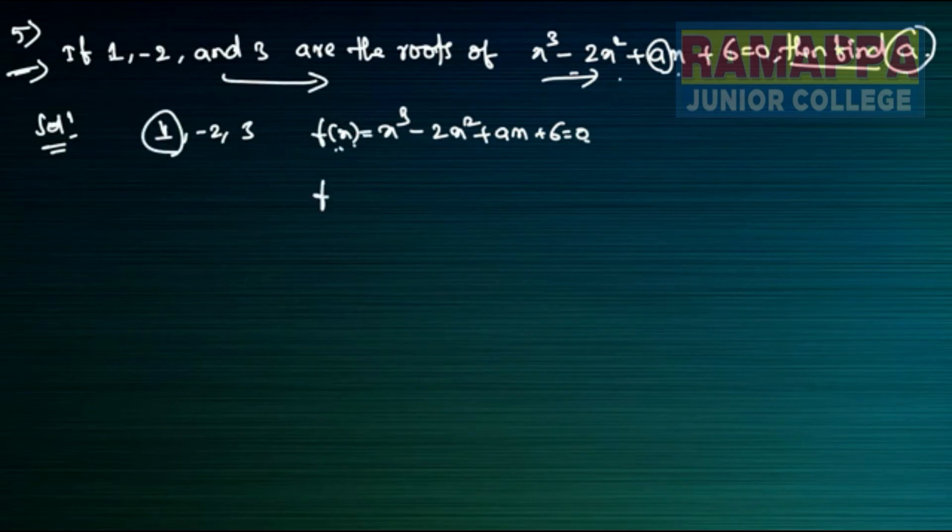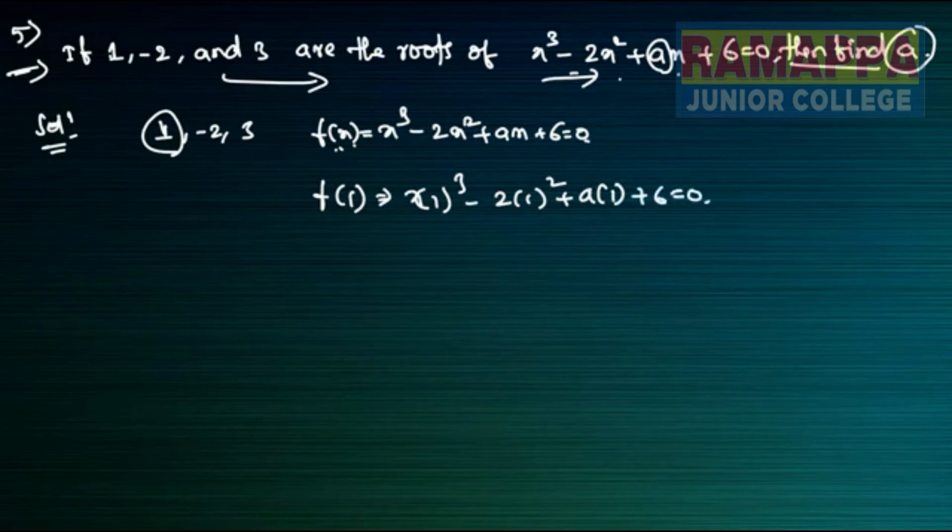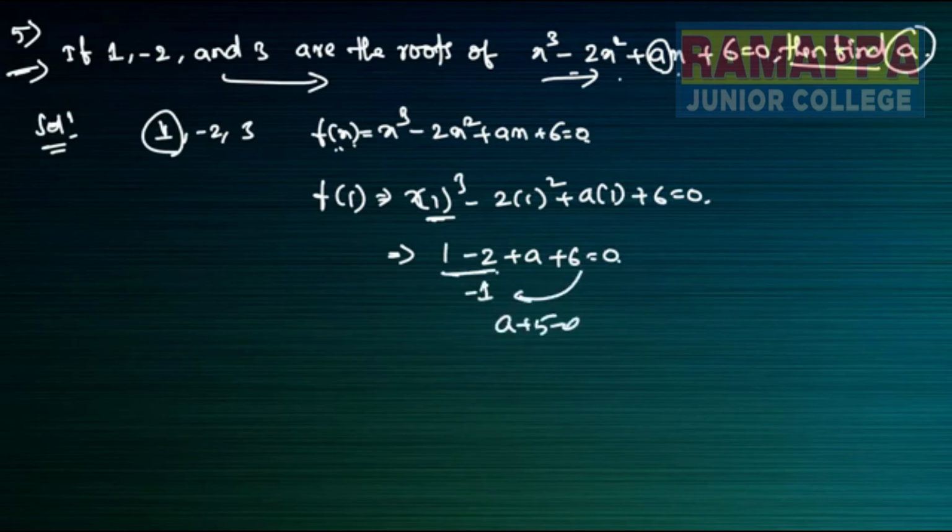So f of 1 is equal to x cube, in place of x I write 1 cube, minus 2 into 1 square, plus a into 1 plus 6 is equal to 0. So 1 cube we can write as 1. Here it will become 1 minus 2 plus a plus 6 is equal to 0. Now 1 minus 2 is minus 1, and 6 minus 1 is 5. So a plus 5 is equal to 0, and a is equal to minus 5. This is the answer of this question.